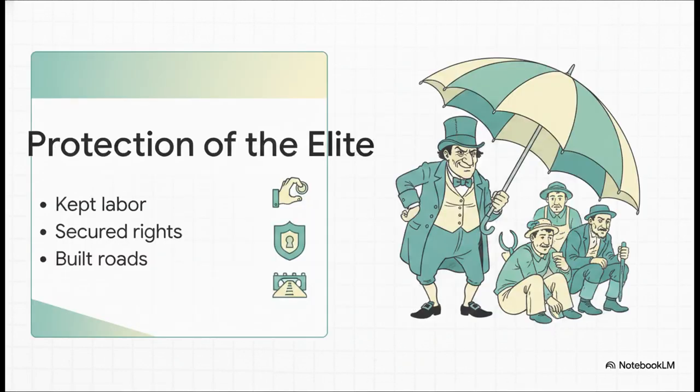Now, don't get me wrong. These elite landlords weren't humanitarians. They acted purely out of greed. But in protecting their own workforce, they inadvertently secured land rights. They demanded public goods. They lobbied for infrastructure. They essentially forced the government to care about their region.